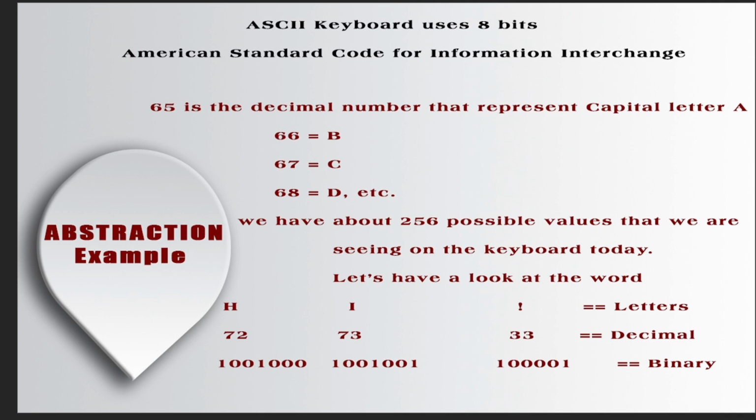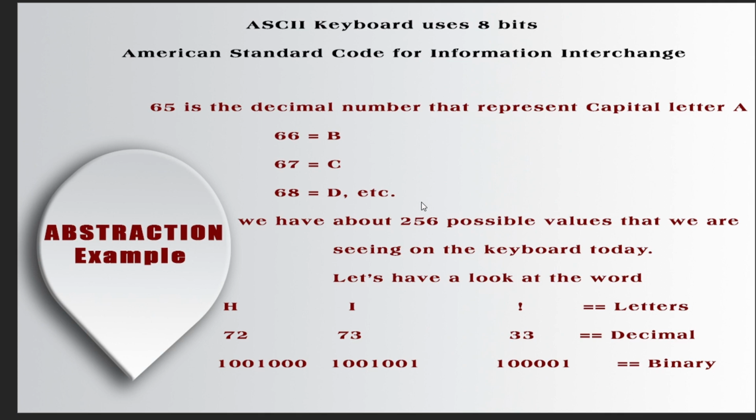Now, let's talk about an example of abstraction. Let's look at the keyboard that we are using. The first keyboard that was used had 8 bits. The ASCII keyboard uses 8 bits. ASCII stands for American Standard Code for Information Interchange. 65 is the decimal number that represents capital letter A.